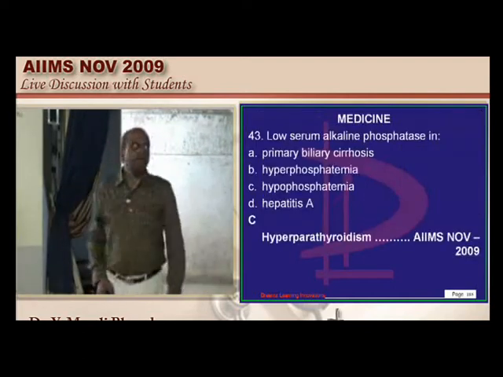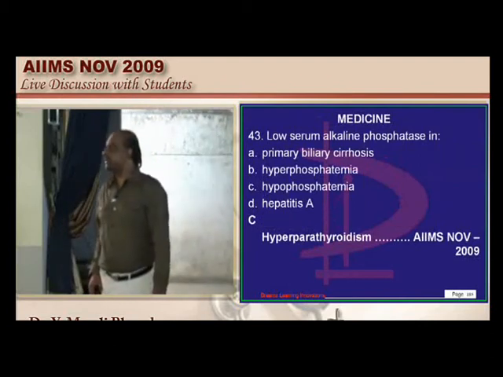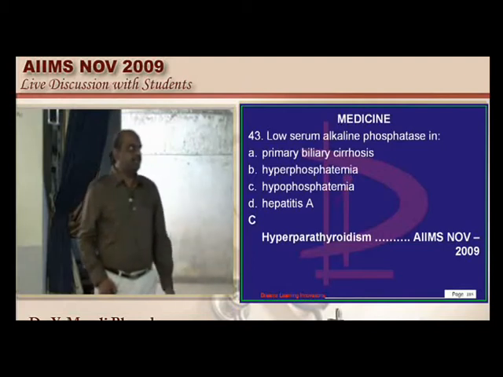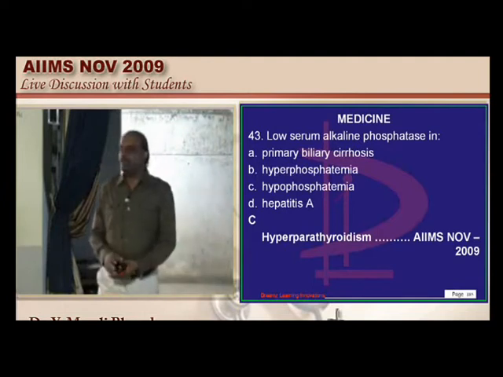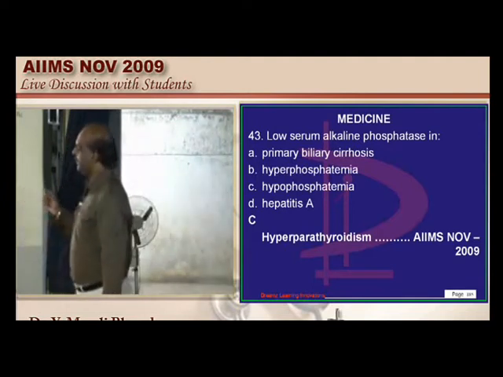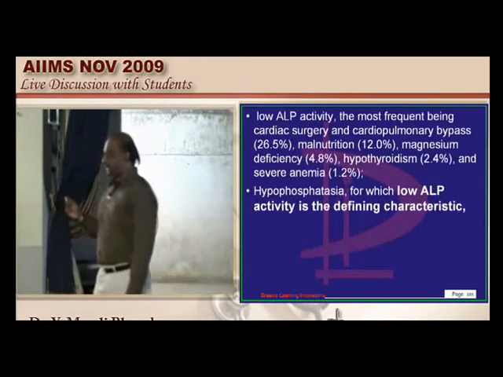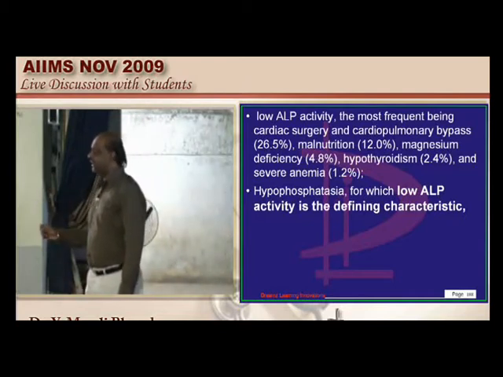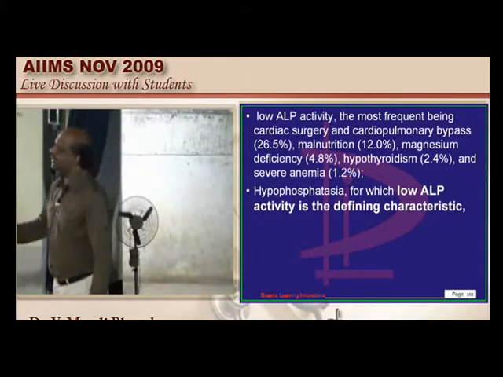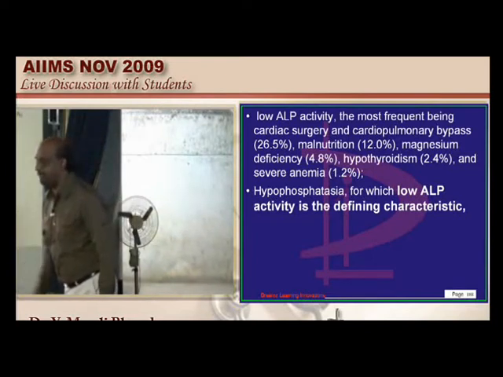Now, a serum alkaline phosphatase which is low, where do you typically come across? Always the rule is, if the alkaline phosphatase is low, think of one very common condition: hypophosphatemia. Primary hypophosphatemia is an entity in itself, where the kidney will be losing the phosphate into the urine and the phosphate levels will be low in the plasma. Hypophosphatemia is synonymous with low serum alkaline phosphatase.